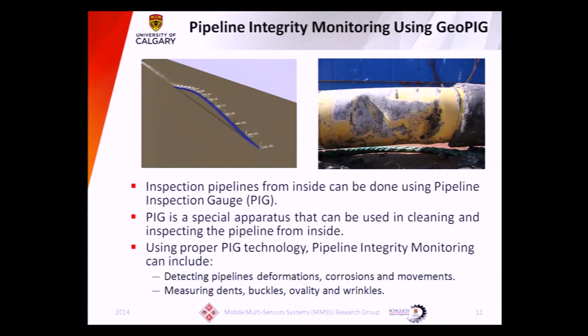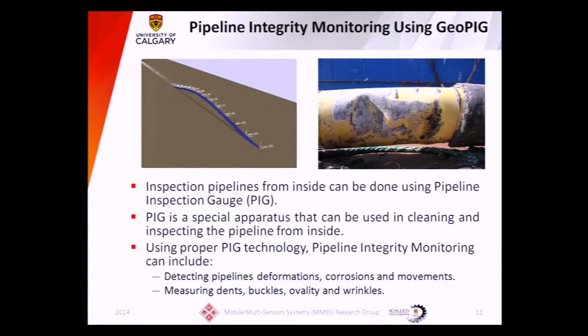Then you have the most commonly used technique, which is what we call PIGs, or pipeline integrity monitoring systems, using what we call a pipeline inspection gauge, or PIG. Sometimes they are also called inline inspection tools. The PIG is a very special tool that can be used not only for monitoring everything about the pipeline from inside, but also for cleaning the pipeline, which is typically required by most operators every 1 year or every 2 years.